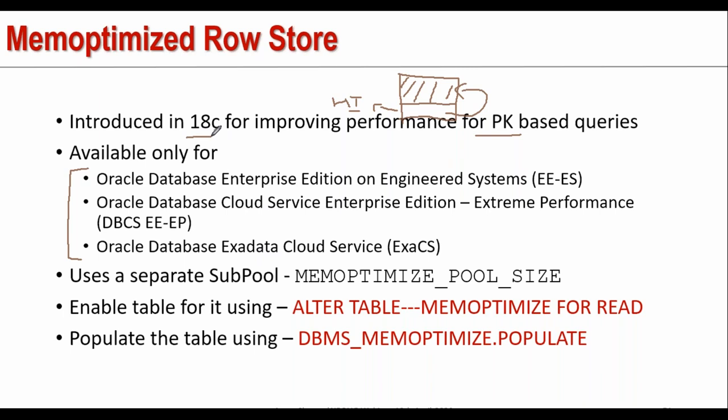In 19c, the same feature is enhanced even for writing. If you are reading the data, this is available to you in 18c. But if you're going to generate and store a lot of data, for example in big data environments like Twitter feeds, where lots and lots of feeds are coming every second, the traditional database cache may not be able to cope with that. So in 19c, there is a memoptimized for write also available, which does your writing also in a very, very fast manner.